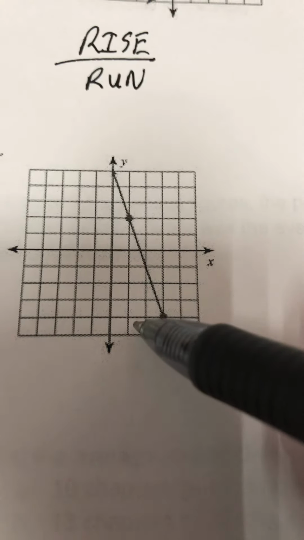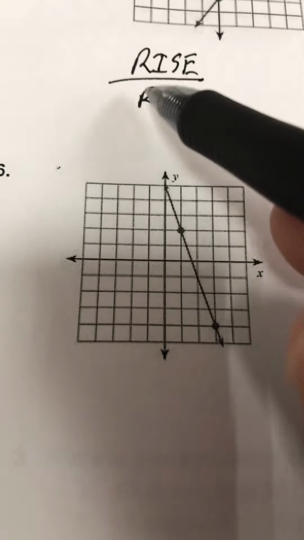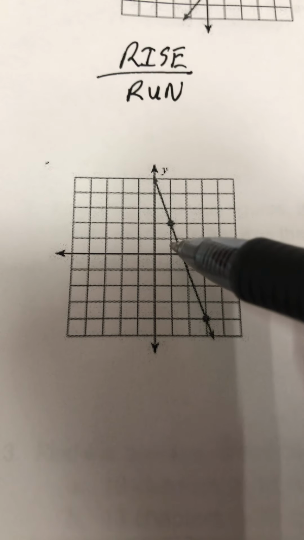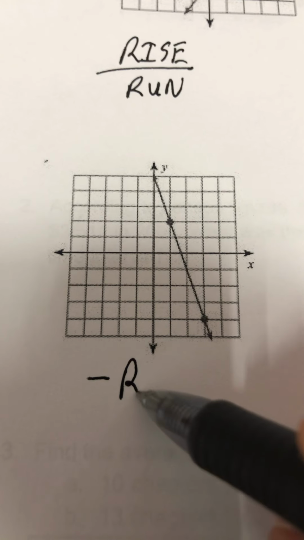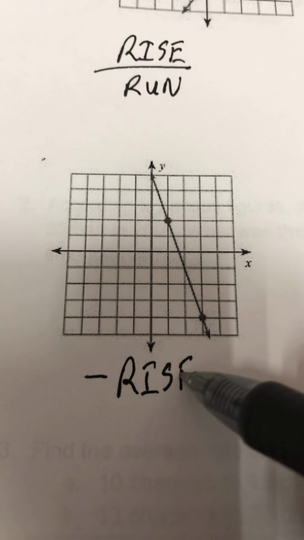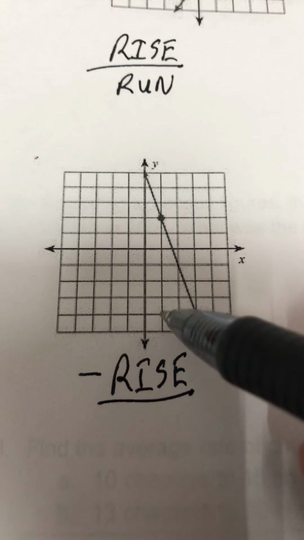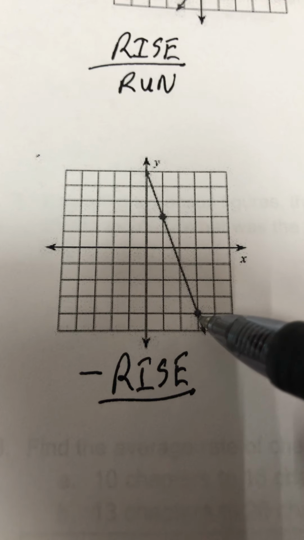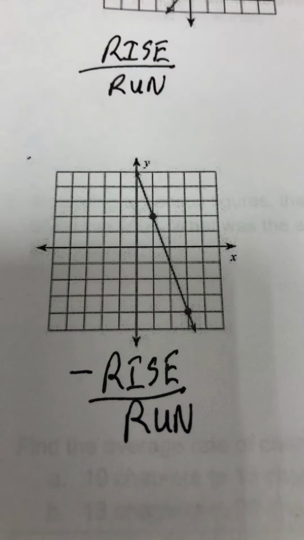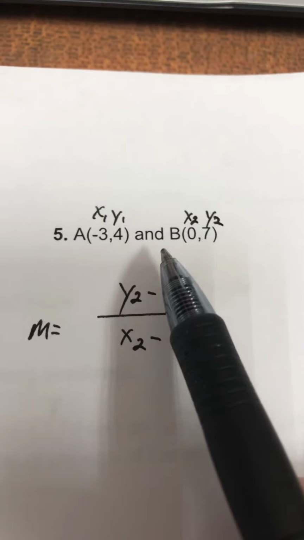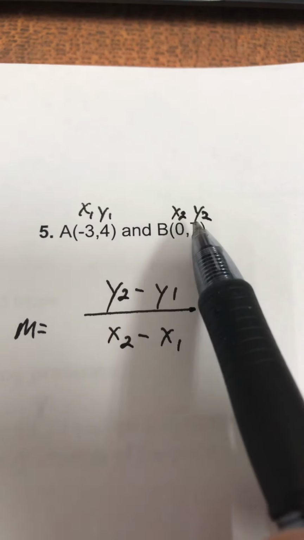This one, if it goes down, your rise is going to be negative. So in other words, it goes down, it's a negative rise. So this one's going to be a negative rise. It's going down. And then from this line, how much does it go over, the run? Okay. 5 and 7. For number 5, I label these each time.